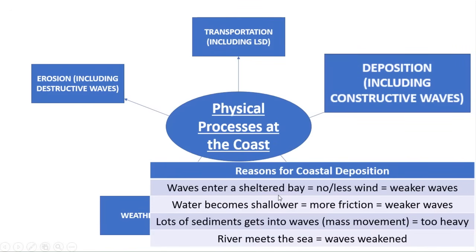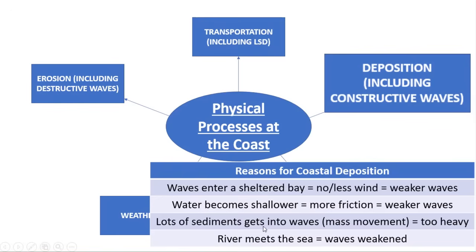So if the waves enter a sheltered bay where the headland stops the wind, then they're weaker and they'll drop their sediment. If the water becomes shallower, so if they get slowed down from the bottom of the wave, there's more friction and therefore weaker, so they drop. If there's lots of sediment in the waves, if it's carrying lots of material, say a big slump goes into the sea, it cannot carry all that sediment at once, so it's too heavy and therefore it ends up dropping some of it.